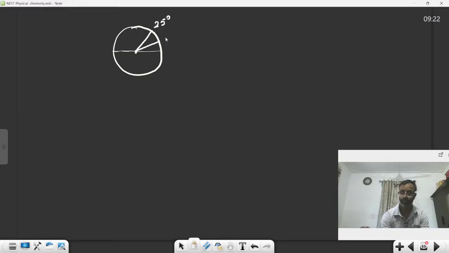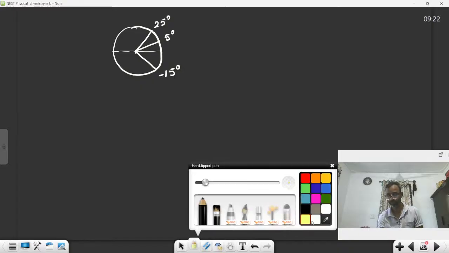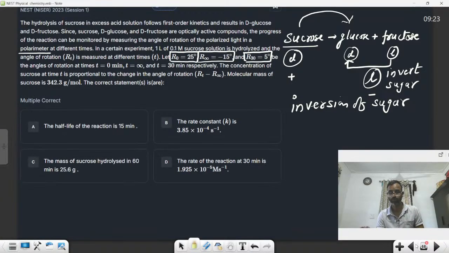After time 30, it becomes 5 degree. And after completion of the reaction, it becomes minus 15 degree. This is the order. Now, according to the statement, the concentration of the sucrose at time t is proportional to the change in the angle of rotation, that is Rt minus R infinity.